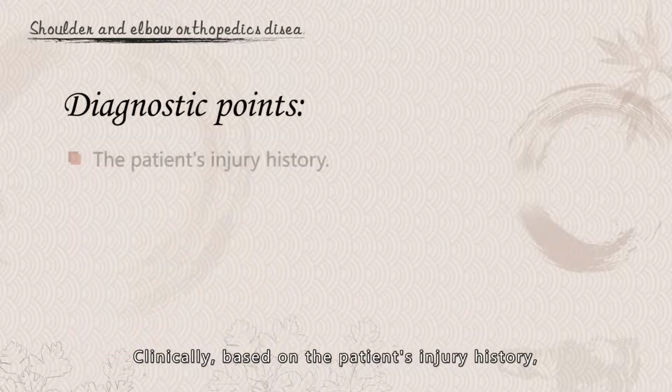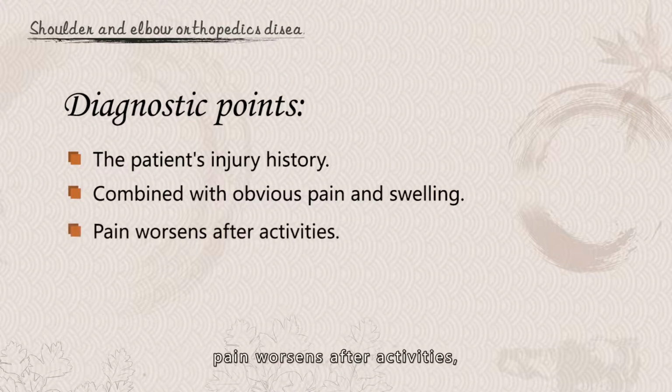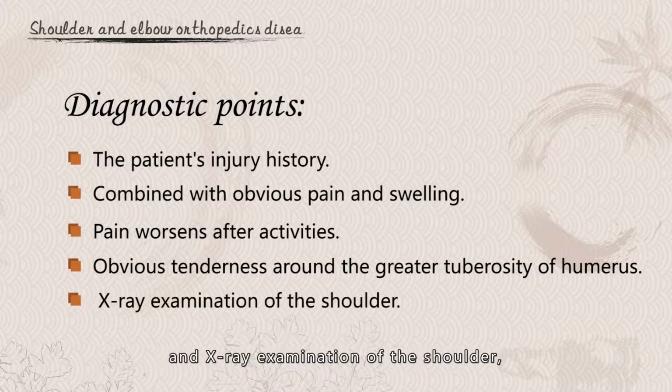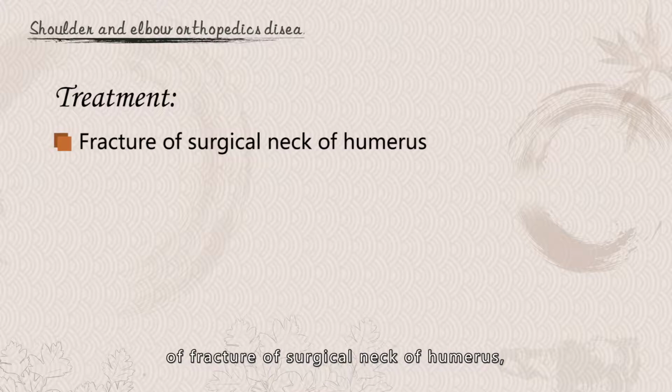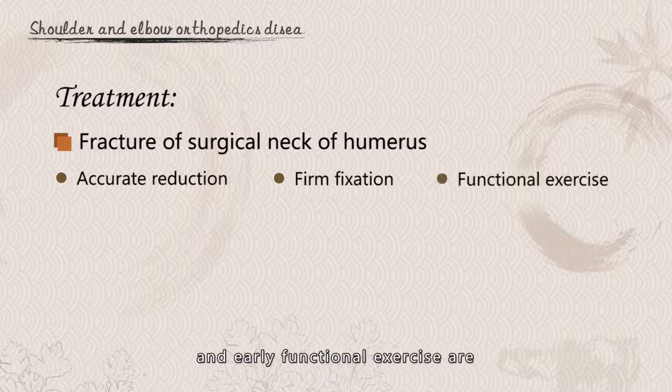Clinically, based on the patient's injury history, combined with obvious pain and swelling, pain that worsens after activities, obvious tenderness around the greater tuberosity of the humerus, and X-ray examination of the shoulder, the diagnosis can be confirmed and the type of fracture can be shown. In terms of the treatment of fracture of surgical neck of humerus, accurate reduction, firm fixation, and early functional exercise are the most important measures.